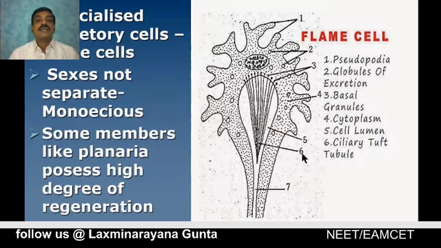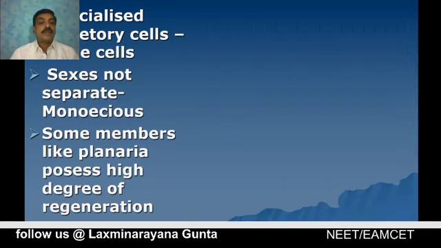And specialized excretory cells called flame cells are observed in flatworms. Sexes are not separate in flatworms. That's why they are called monoecious. Both male and female sexes are present in the same individual. And some members like planaria possess a high degree of regeneration. Suppose if a planaria is cut into two parts, each part develops into a separate planaria. This type of high degree of regeneration is observed in planaria.